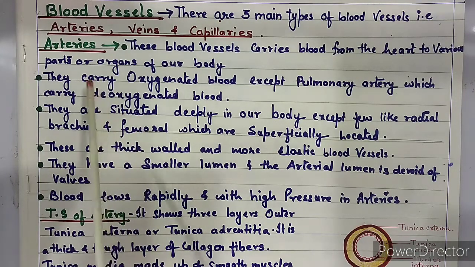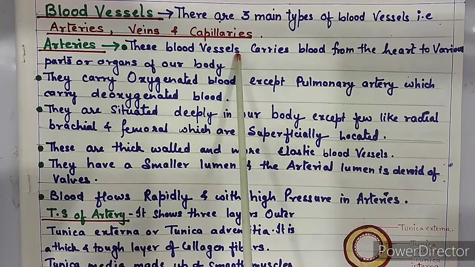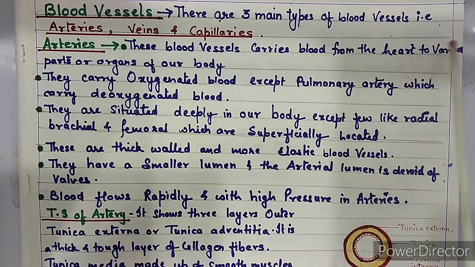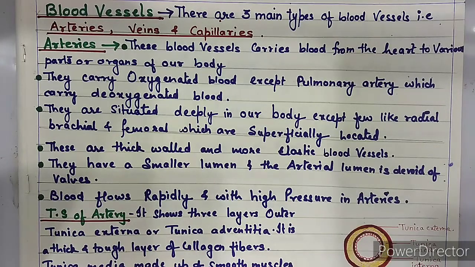Here children, to study what are arteries, I can say these are blood vessels which carry blood from the heart to various parts or organs of our body. Arteries are the blood vessels which originate from the heart. It starts from the heart. It carries the blood from the heart to various parts of the body.